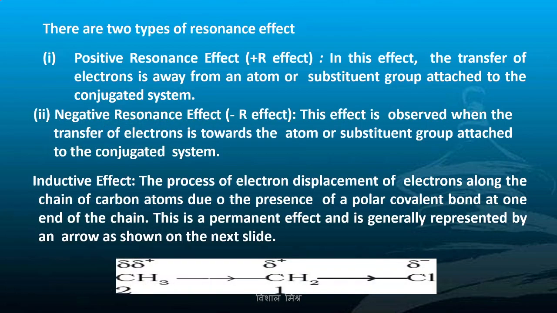There are two types of resonance. One is positive, the other one is negative. The positive one is known as plus R, the negative one is known as minus R. Then in case of positive resonance, what happens? The transfer of electron is away from a substituted group.